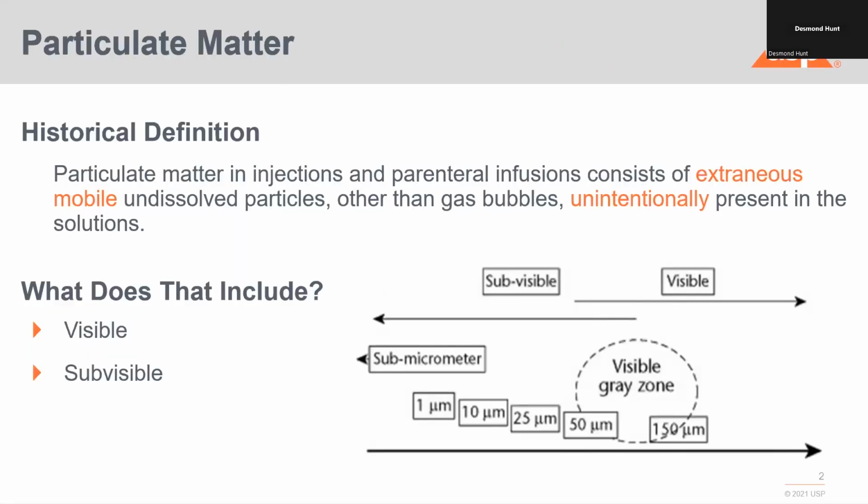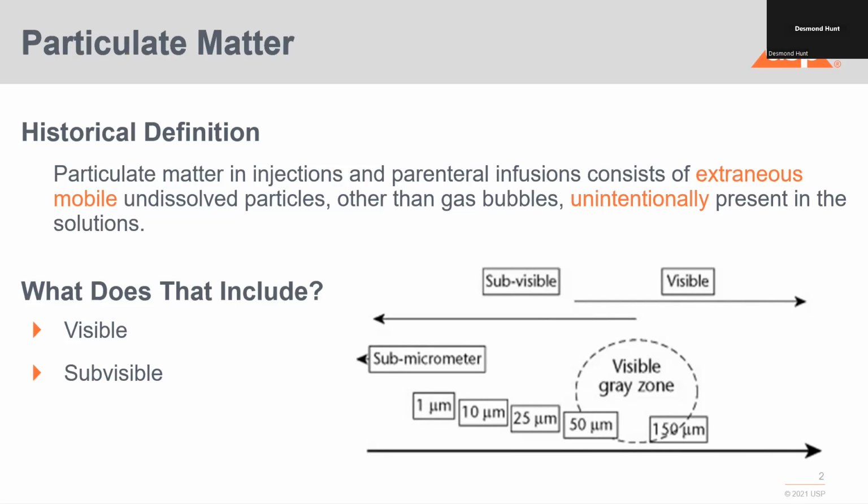Probably the first question is, what is particulate matter and why is it important? Well, it's important because particulate matter is a critical quality attribute for all injectable drug products. The historical definition, which is the definition used by the USP, the Japanese Pharmacopeia, as well as the European Pharmacopeia, is extraneous, mobile, undissolved particles that are unintentionally present in solution.